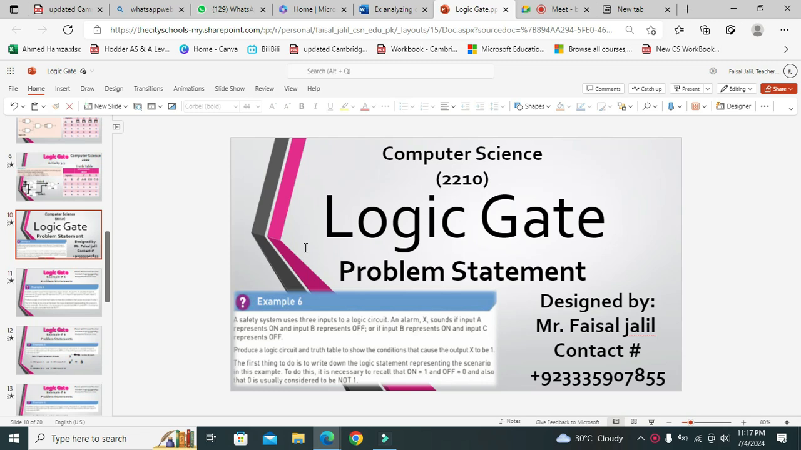Assalamu alaikum everyone. Okay, today we are going to learn logic gates, computer science 2210, problem statement. It means that with the help of these problem statements we have to extract our data, meaning logical statements and boolean algebra, to design a logic circuit later on. It's a very easy process. So we are going to start from example number 6. So let's take a start.